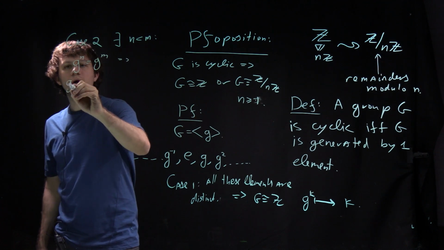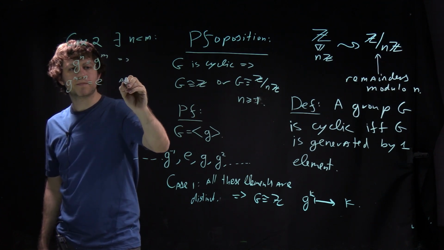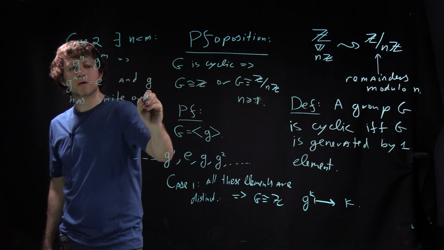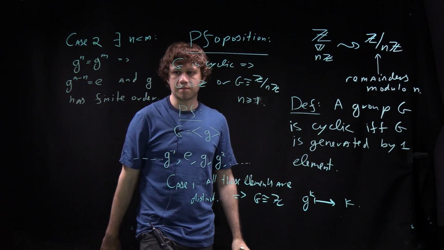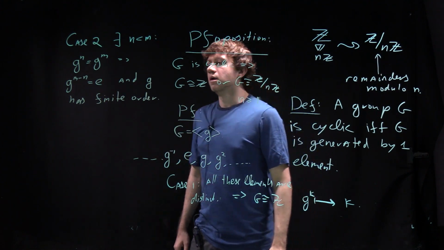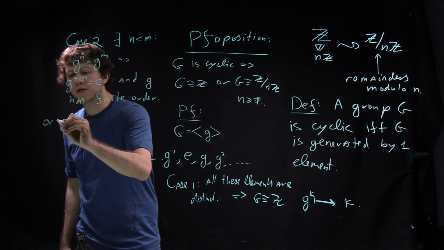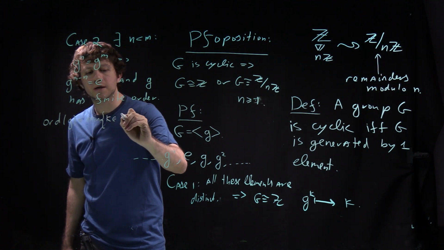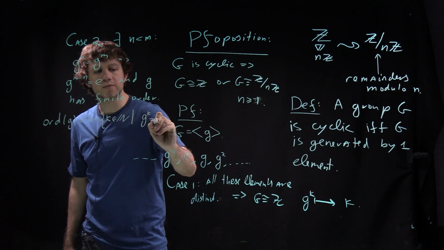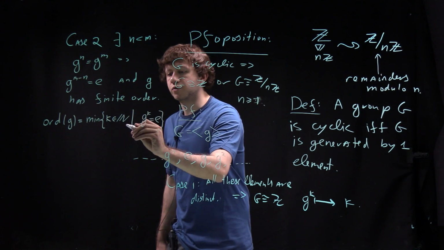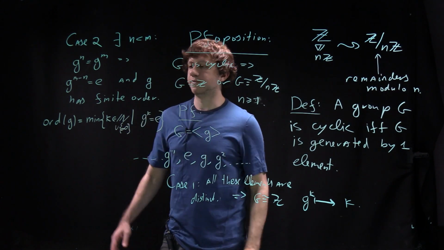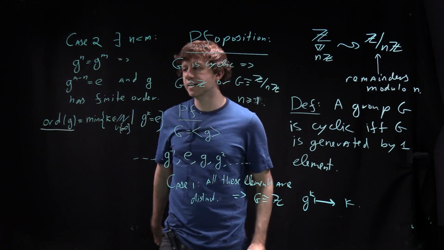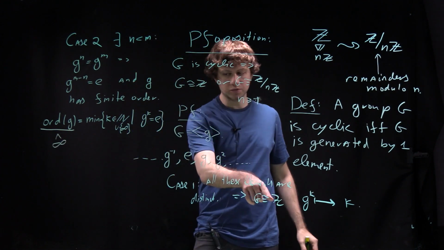So then, of course, g power m minus n is equal to the identity, and g has finite order. So finite order means some power is equal to the identity. Let's take the order of g, and I remind you that this is the minimal number of all k in the integers such that g power k equals the identity. If you want the order to be infinite, you can take the union with infinity. We already discussed that. In our case it is finite, less than infinity, because we assumed that this is the case.